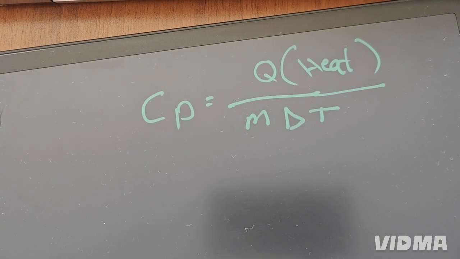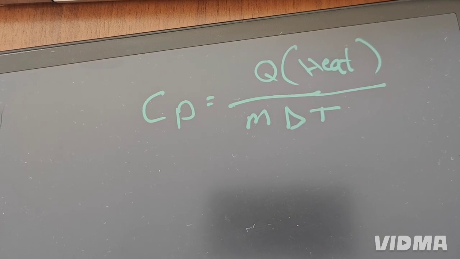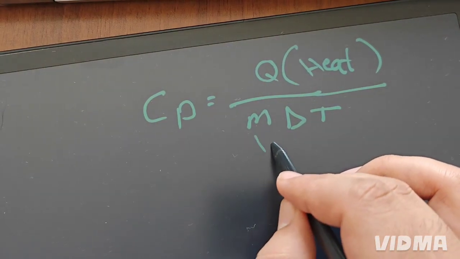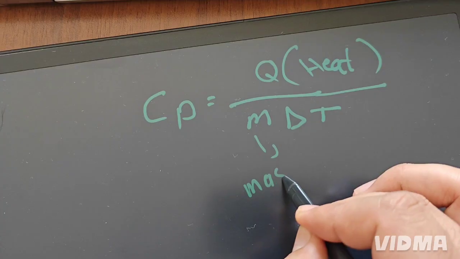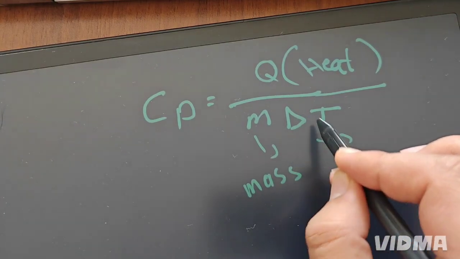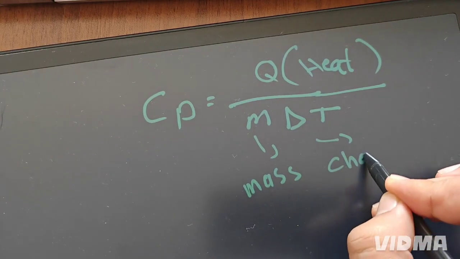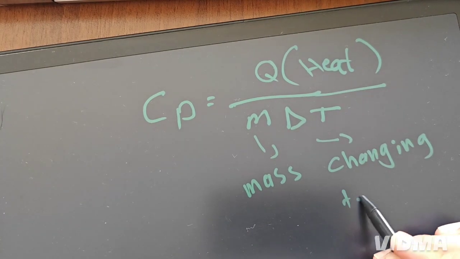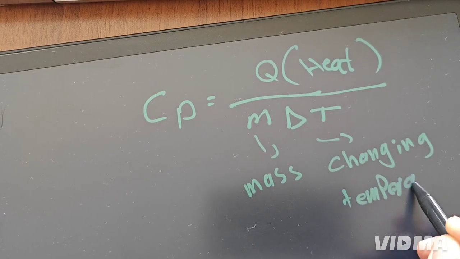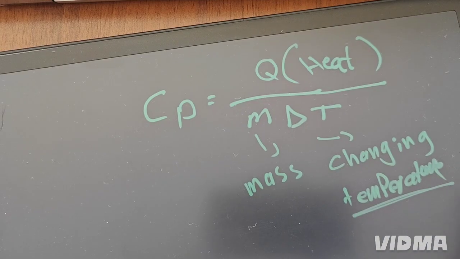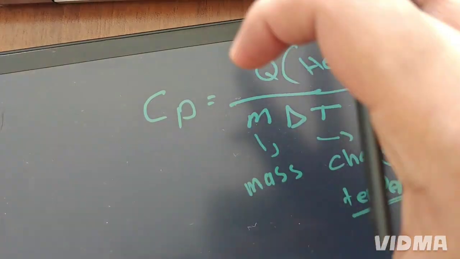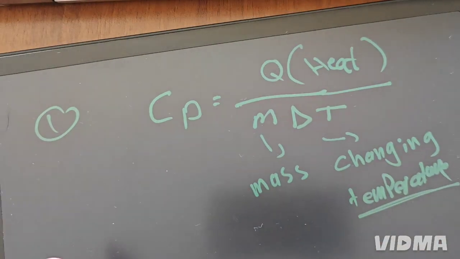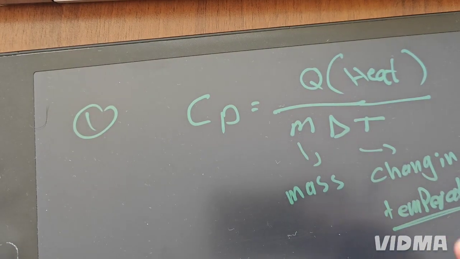So the Q means energy. The symbol Q means energy. M means mass. And delta T, because we have this triangle, means change in temperature. Okay.